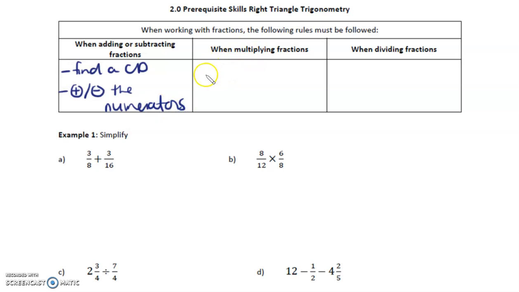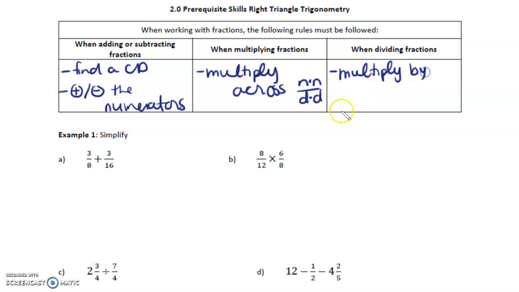When multiplying fractions, all we do is multiply across. In other words, numerator times numerator, over the denominator times the denominator. Now when dividing fractions, we are going to multiply by the reciprocal.